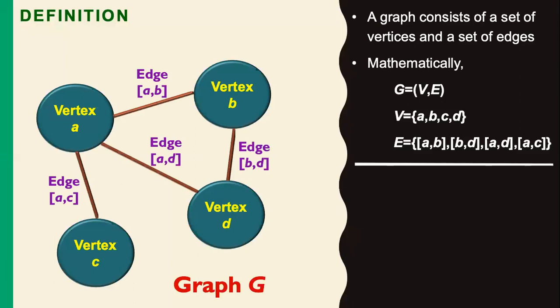Mathematically, we can write this form to name our graph. So we have a graph G with a tuple of V for the set of vertices and E for the set of edges. And the V here is the set of the vertices with vertex A, B, C, and D. And the edges here is a set containing the edge AB, edge BD, edge AD, and edge AC.